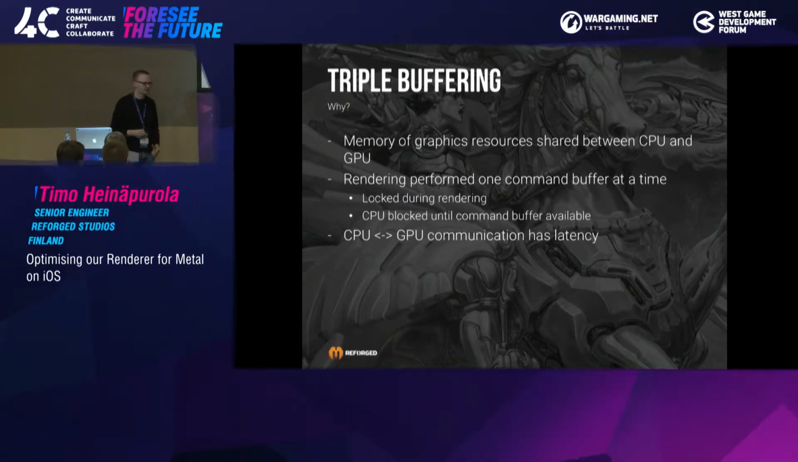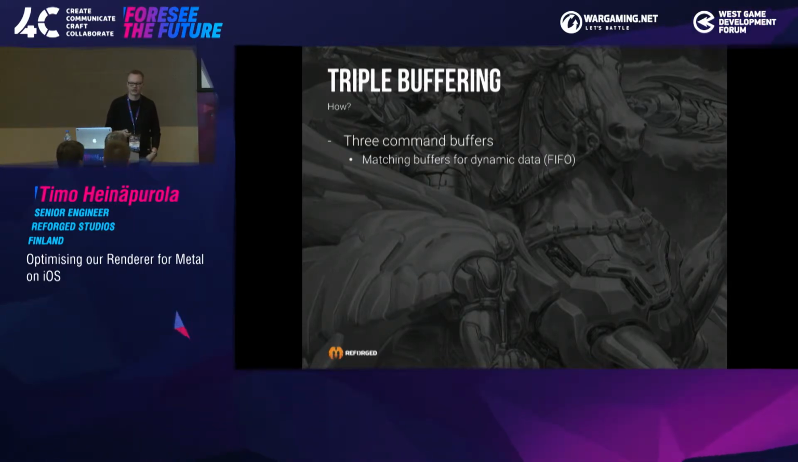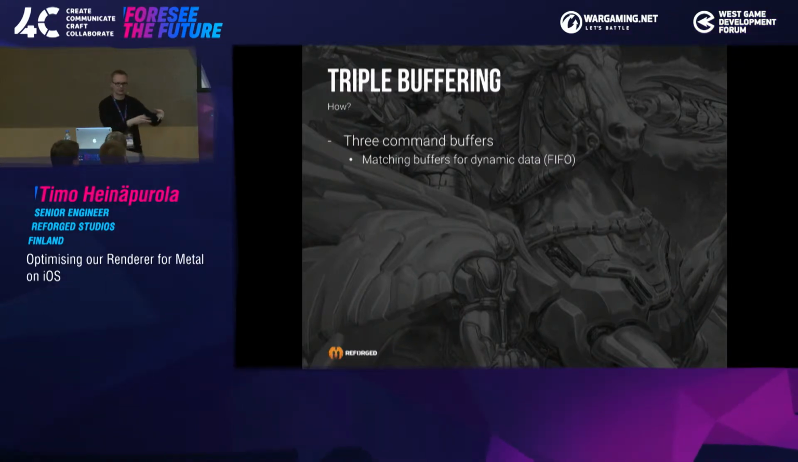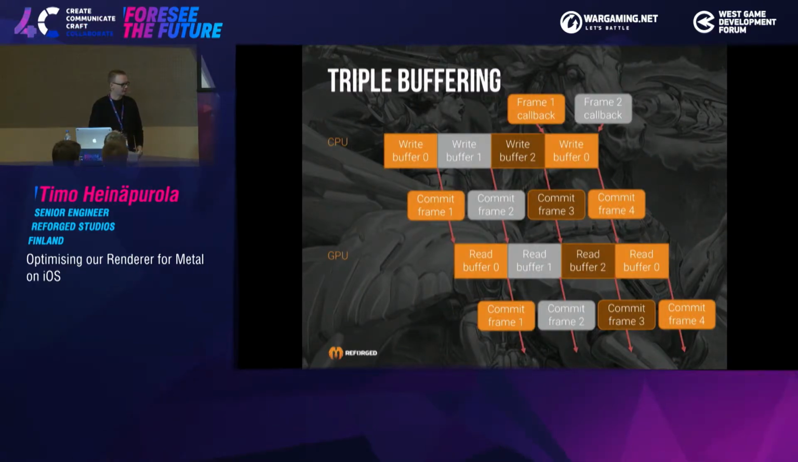So how this is basically solved with triple buffering is that you allocate 3 command buffers, and then you allocate matching dynamic data buffers for that. So you push your constant data into these dynamic data buffers. And this basically hides wait times. Here's a schematic of how that works.